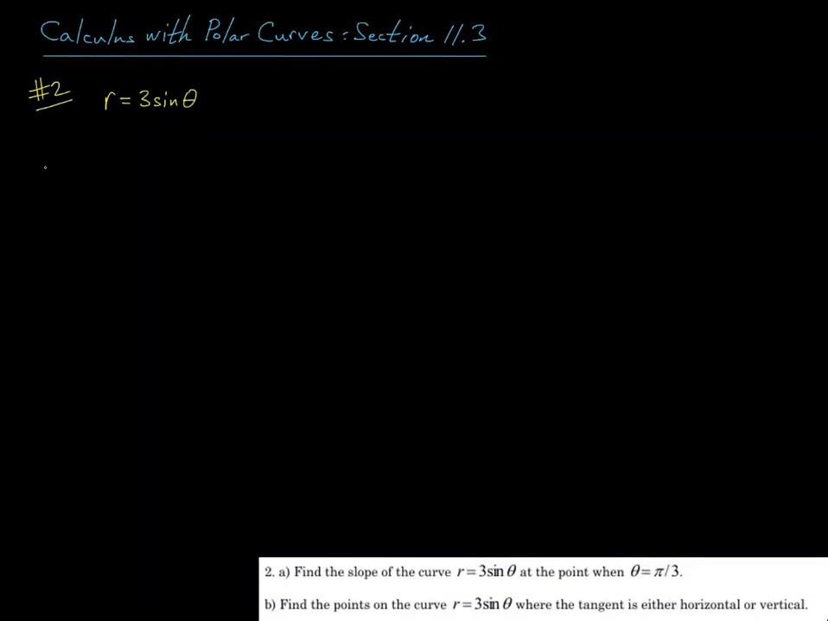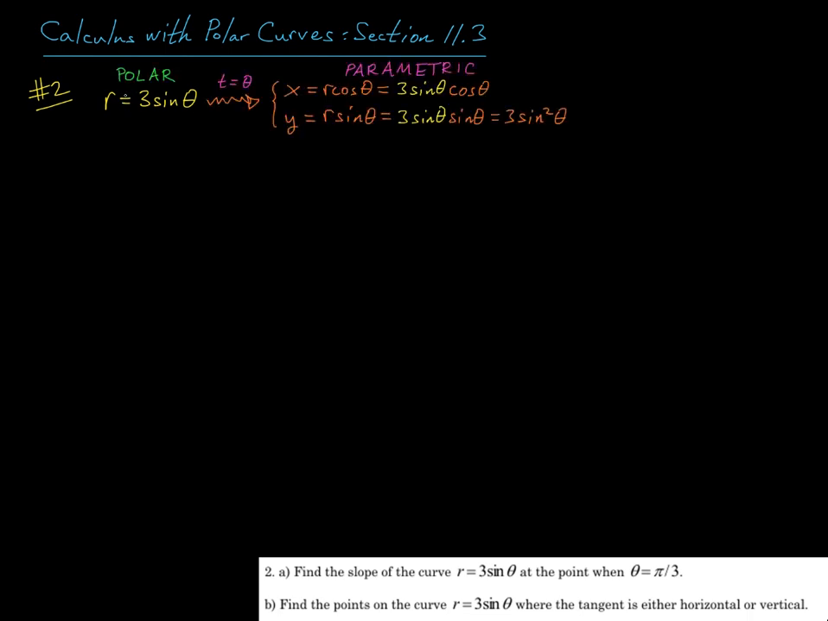Okay, next up is question 2, and in part A it says, find the slope of the curve r equals 3 sine theta at the point when theta is equal to pi over 3. All right, so as we saw in the last video, for this polar equation, r equals 3 sine theta, we can consider the corresponding parametric equations that describe the same curve. And here we're just treating the parameter t as the rotation angle theta in polar coordinates.